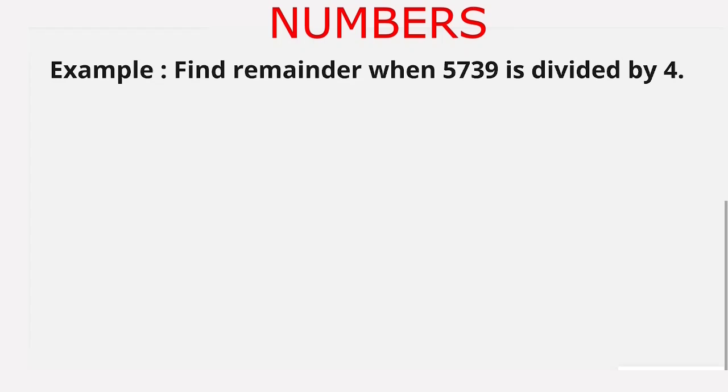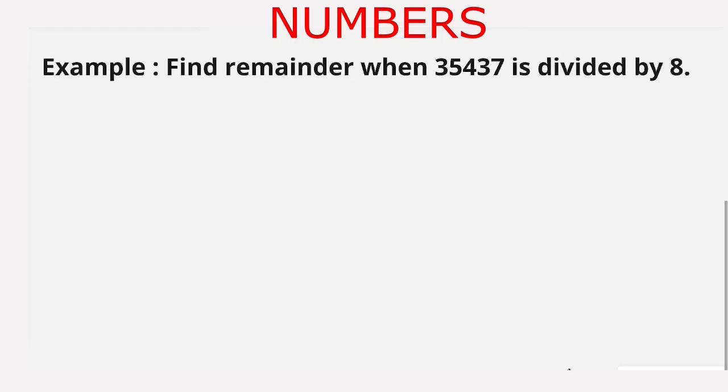Our next example is find remainder when 4739 is divided by 4. In this case, we do not have to divide the entire number, we have just to divide the last two digits, and the last two digits are 39. When 39 is divided by 4, 4 times 9 is 36, and 36 when subtracted from 39 we get 3. It means that when 4739 is divided by 4, the remainder will be 3. That will be the remainder of the entire number 4739.